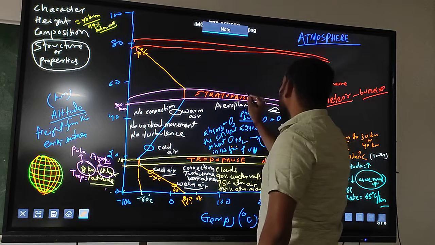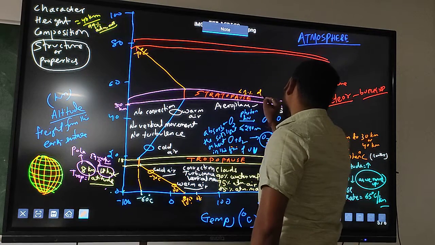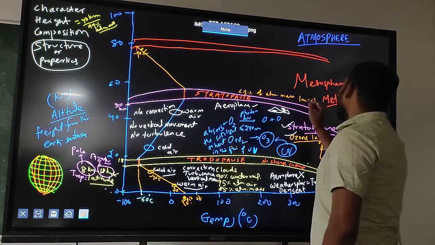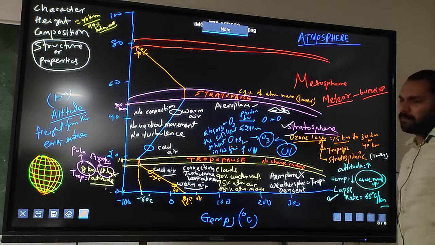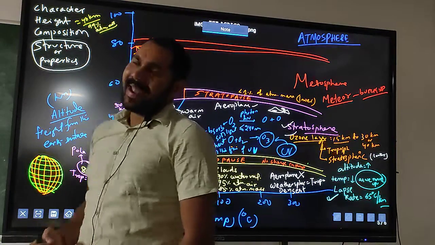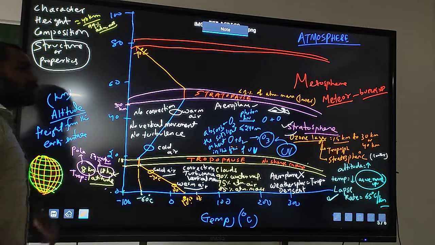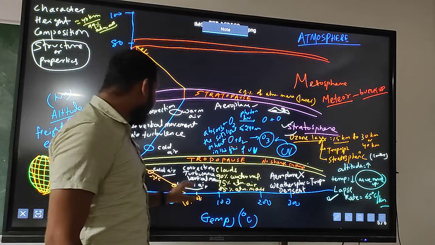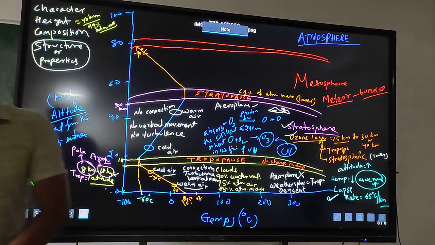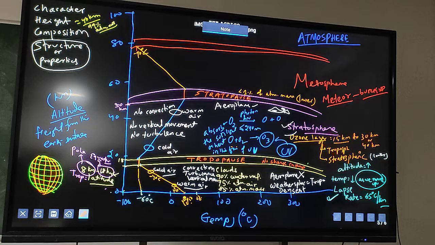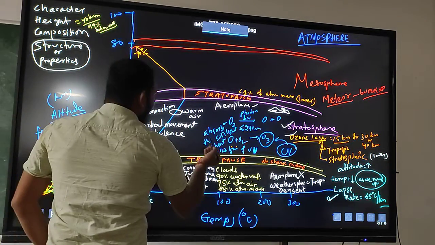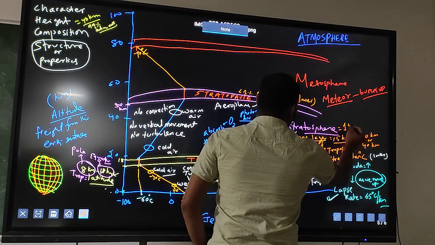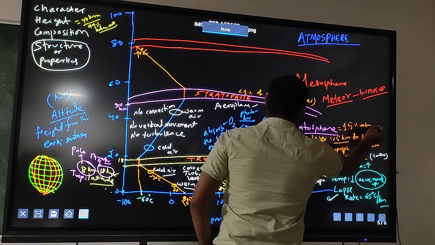In the lower layer of the mesosphere, the atmospheric mass of the air is very less, less than 1% of the atmospheric mass. That means if 85% of the mass is in one zone, then approximately 15% of the air mass will be in the stratosphere.